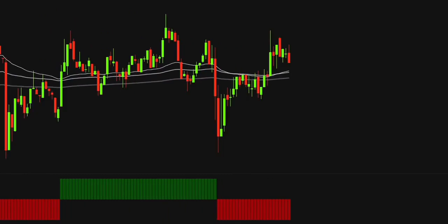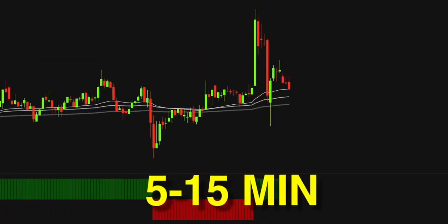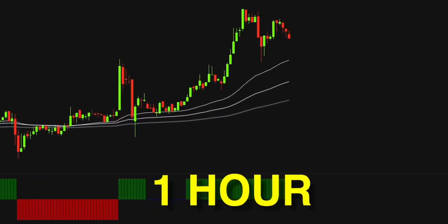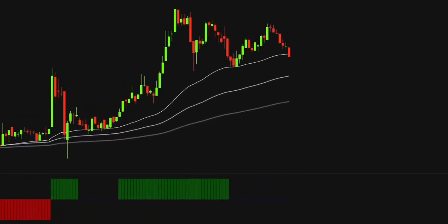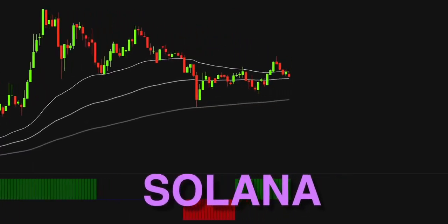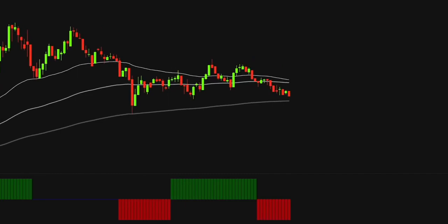This setup can be applied to shorter time frames like 5 and 15 minutes. It can also be used in higher time frames like 1 hour and even a daily chart. It works very well on cryptocurrencies such as Bitcoin, Ethereum, and Solana, on major forex pairs and stocks.